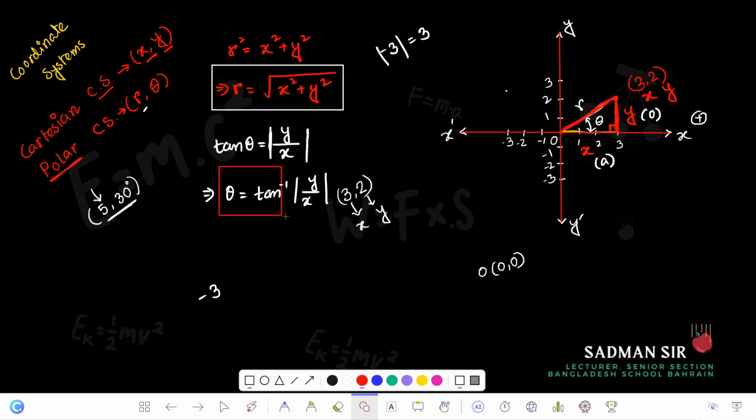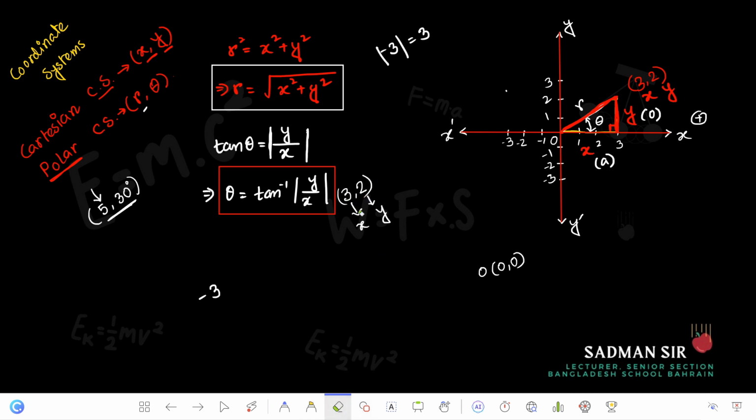Now there is a little bit of a problem with the value of theta. Why? See, for now this is in the first quadrant, right? So this is in the first quadrant. But what if our angle is in the second quadrant? This formula that we have developed can be used if the angle is in the first quadrant. But what if the point is in the second quadrant? Then what will happen? Let us say a point is here.